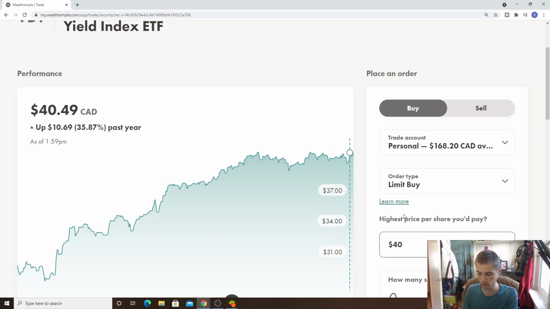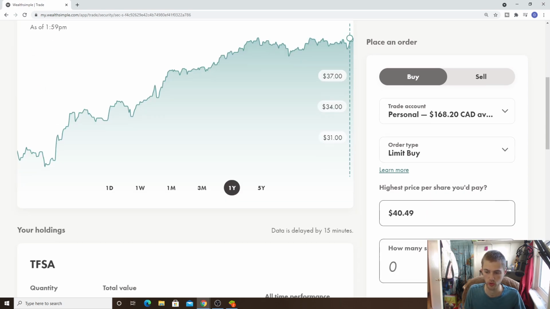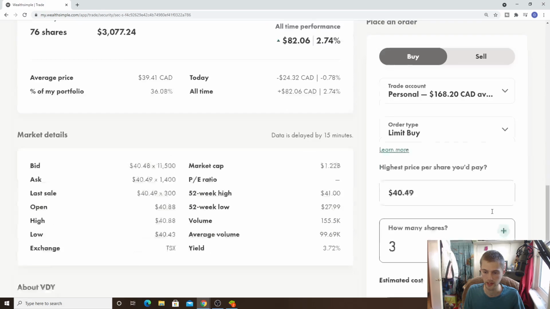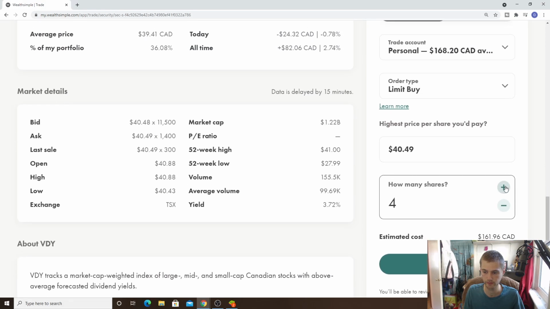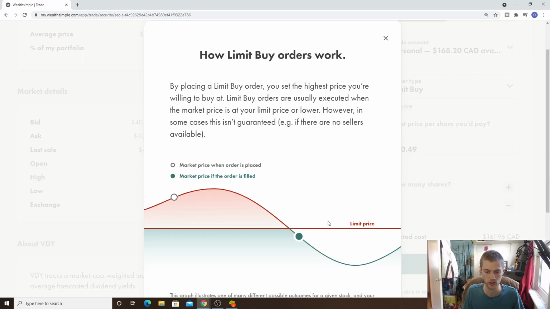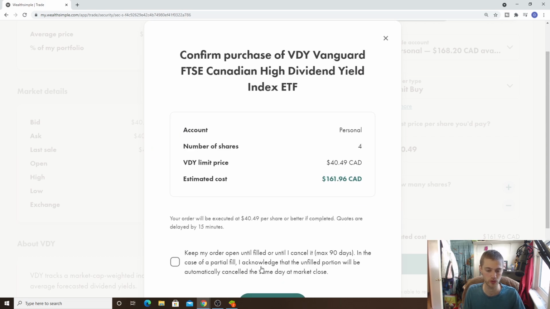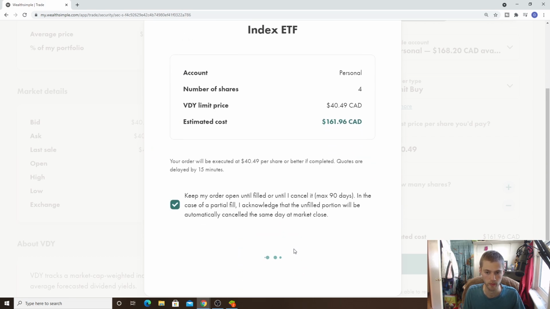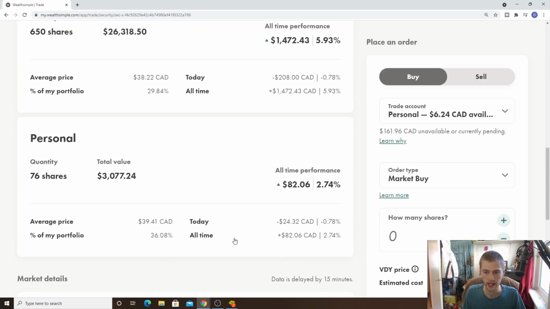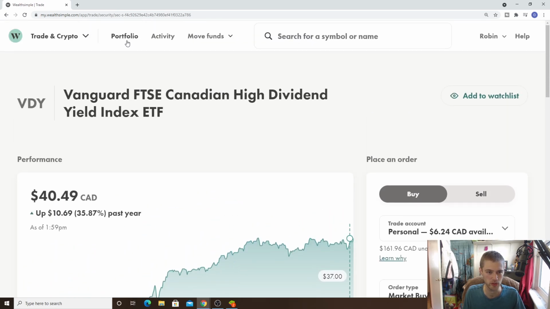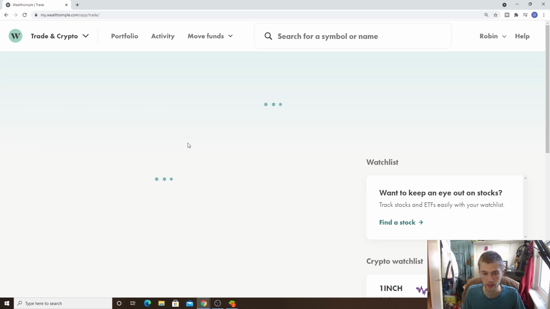We'll go 40.49, and we'll see if this trade will go through by the end of the day. I will buy about 104 shares to put us at 161. So we'll see if that goes through. If that doesn't go through, then tomorrow I'll just put it through for a market buy of whatever we can get. Sometimes I use limit buys just to use up as much money as I can, but sometimes they don't go through depending on what the price does.